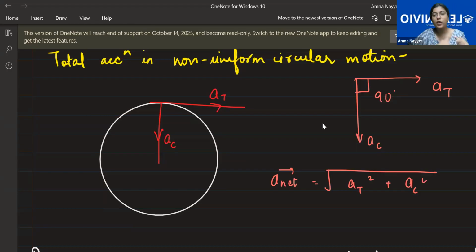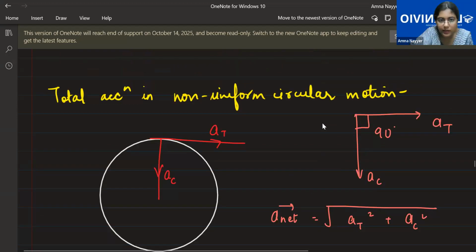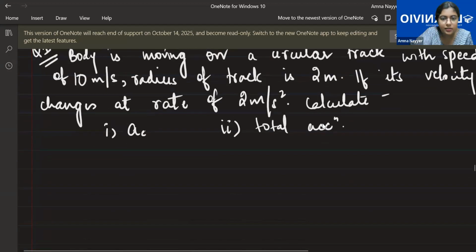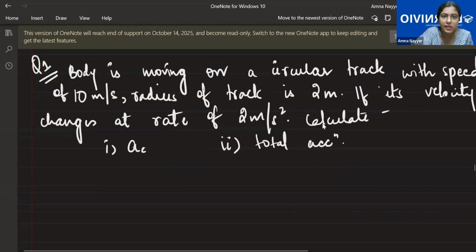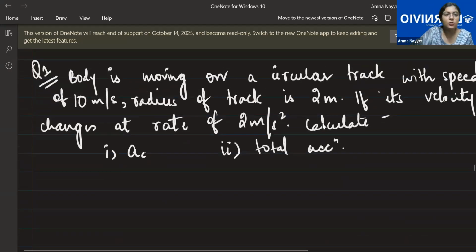A square plus B square plus 2AB cos theta, we write. Now in this case, cos theta will be what? Cos 90 degrees, and cos 90 degrees is straight away 0. So the cross term vanishes and the net acceleration is root of AT square plus AC square. Got it? So total acceleration is also not difficult. It's just that both the accelerations are combined together. Let me discuss one or two questions, and then we will come back to the laws of motion part. This will complete the basics of circular motion.